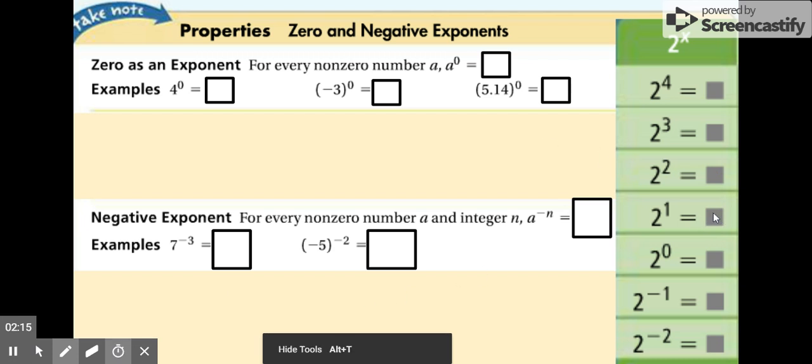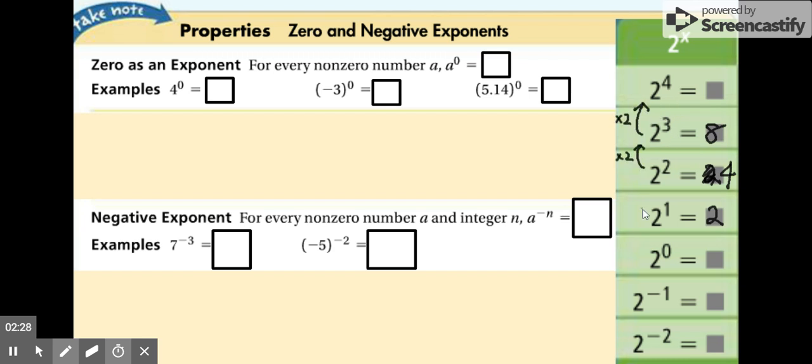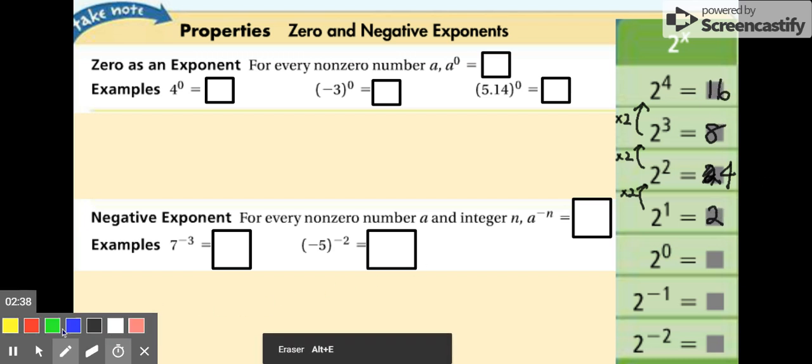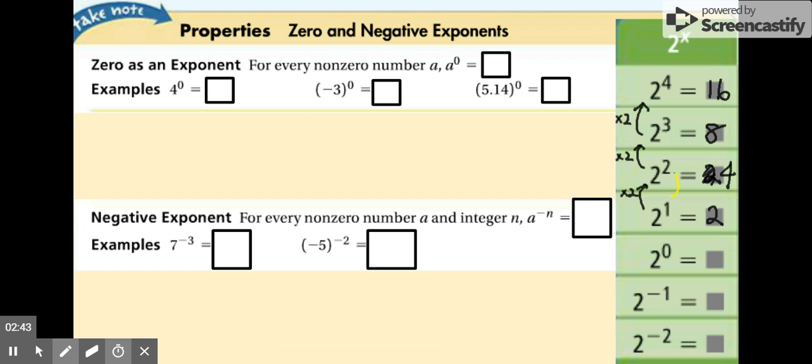So 2 to the first power is 2, 2 to the second power is 4, 2 to the third power is 8. You just keep multiplying by 2. Multiply by 2, multiply by 2, right? So now it's going to be 16. All right, so you guys find a pattern. When the exponent is increased by 1, then you just multiply by 2, multiply by 2, and multiply by 2.